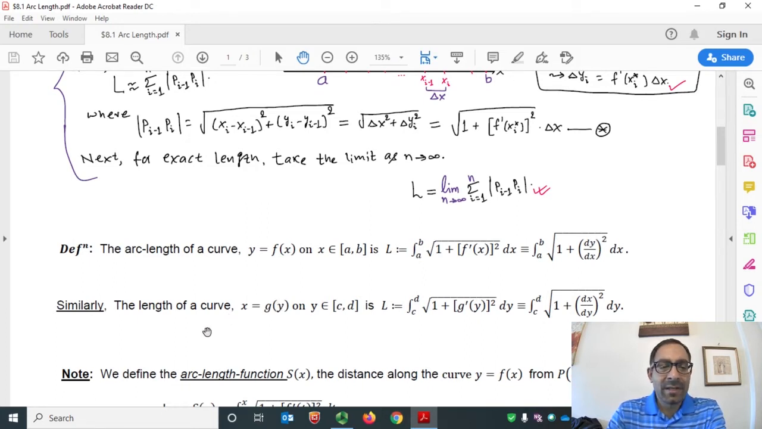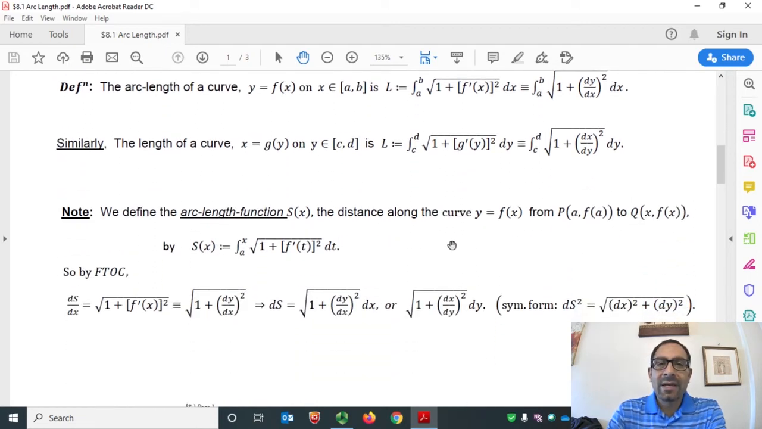With the same idea, if our curve is defined as x equals a function of y on the interval [c, d], then our arc length will be the definite integral from c to d of the square root of 1 plus (dx over dy) squared, times dy. Great. Now let's move on.